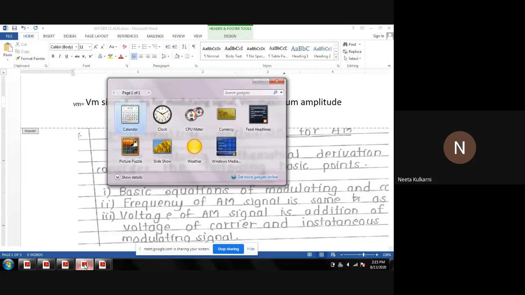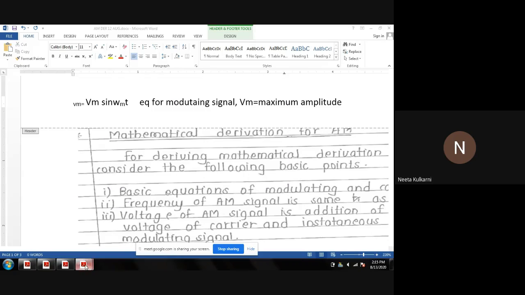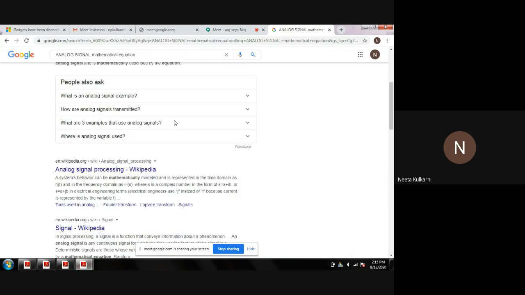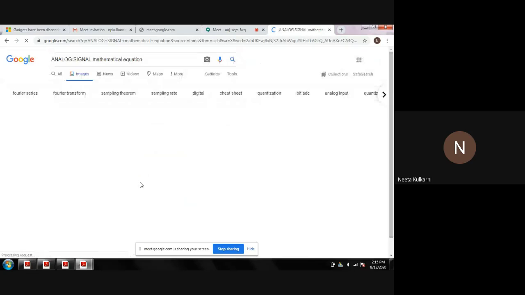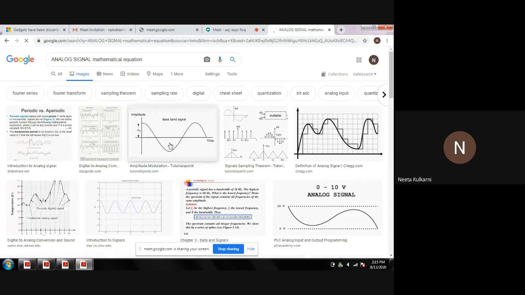For example, I will show you with the help of an analog signal diagram. Take any analog signal. Whatever the maximum voltage of this signal is, that voltage is the capital Vm. Suppose the signal is 4 volt peak to peak. If I say the value of a signal is 4 volt peak to peak, what does it mean? The distance from here to here is 4 volts. So if the peak to peak distance is 4 volt, what will be the value of Vm in that case?